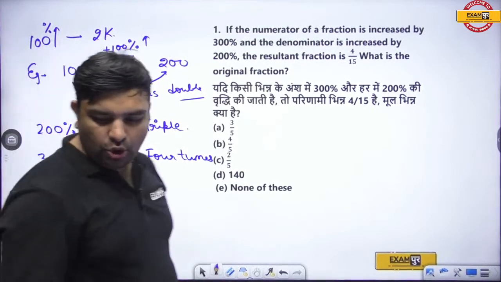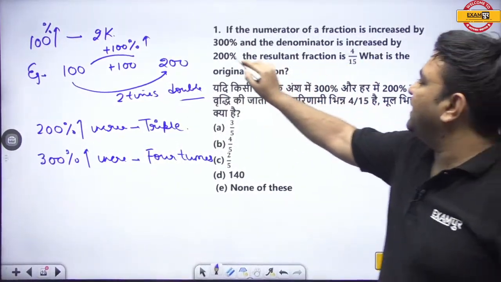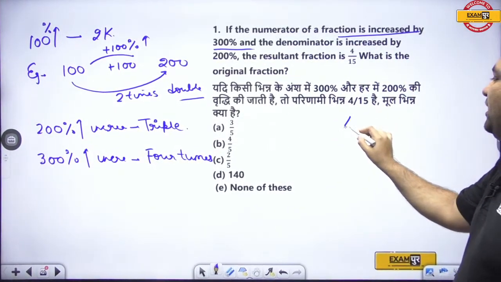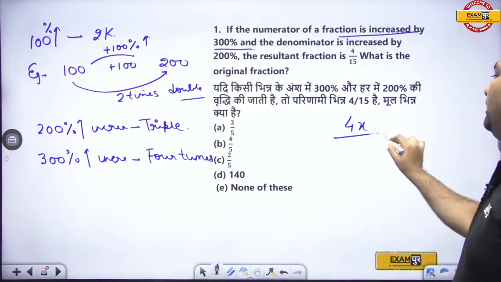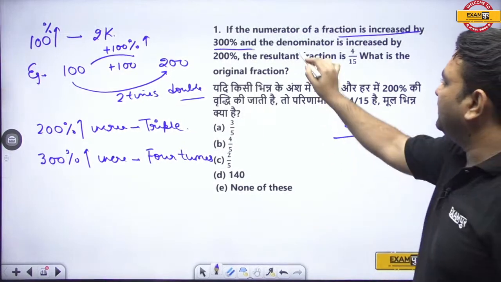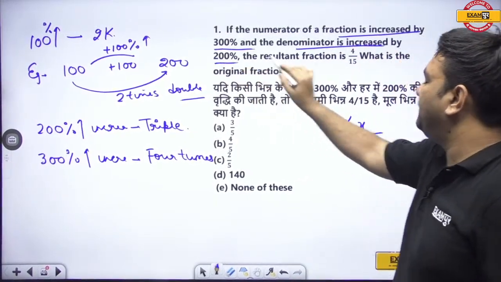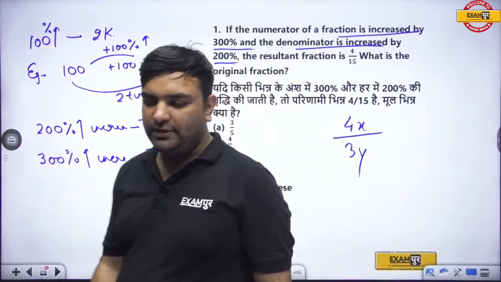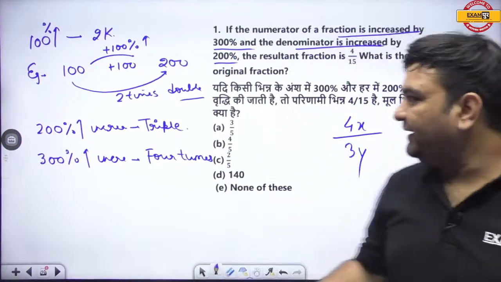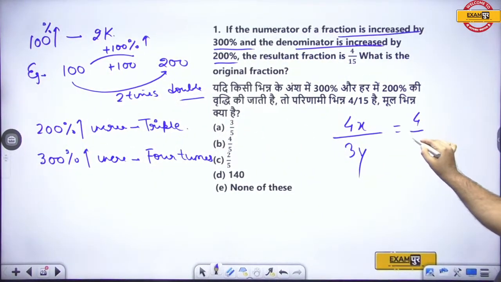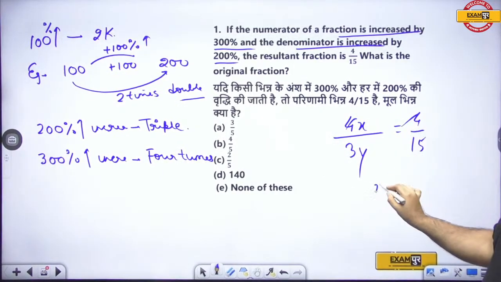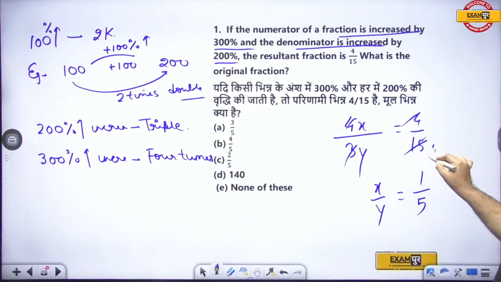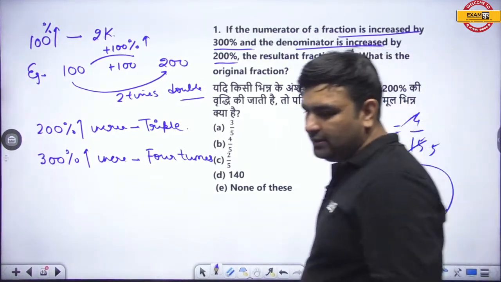Absolutely. So, when the numerator was increasing by 300%, it was becoming 4 times of itself. And when the denominator is increasing by 200%, it was becoming 3 times of itself. Now that is given as 4 by 15. So x over y is 1 by 5.